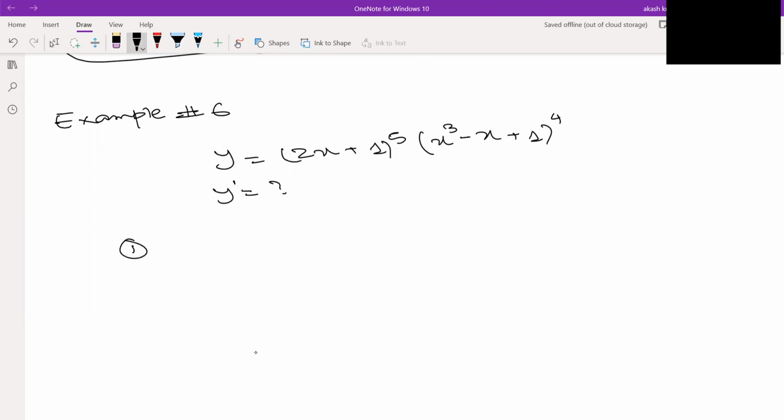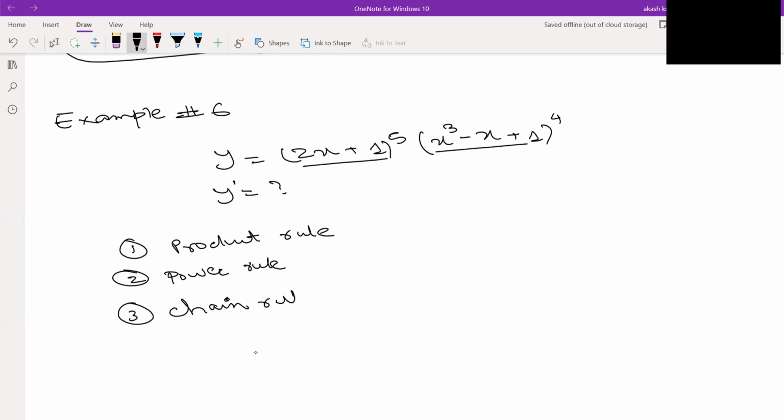So the very first rule that will be applicable here is the product rule. It's a multiplication rule, yes. And the second rule will be the power rule. Right? Yeah. And then there is also the chain rule. Yeah, now we'll be using the chain rule because we have inner functions as well. Is it clear? Yes. Okay.